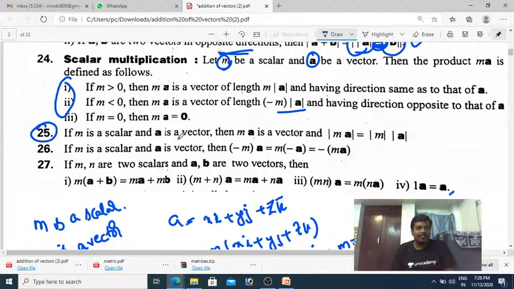Next, the 25th point is: if m is a scalar and a is a vector, then m into a is a vector, and the modulus of ma means mod m into mod a.